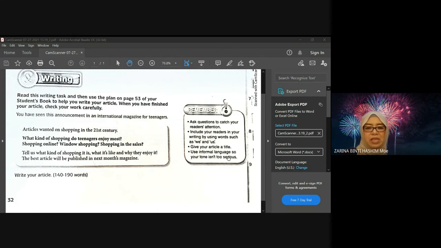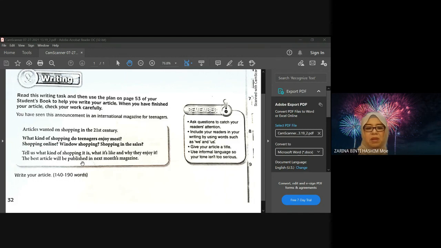Tapi yang beza dekat sini, artikel kena ada tajuk. Dia kata kena ada tajuk lah. So kena ada tajuk lah. Tajuk kamu, okay, shopping in the 21st century. Contoh. Tajuk dia. Okay. Include, give your article a title. Dia tak perlu tulis nama pun. So tak tulis nama kamu pun tak apa. Kalau nak tulis pun tak apa, tak tulis pun tak apa.